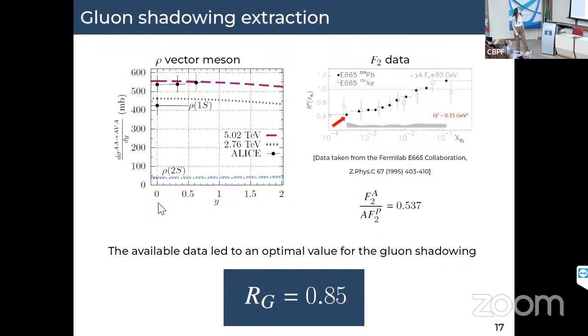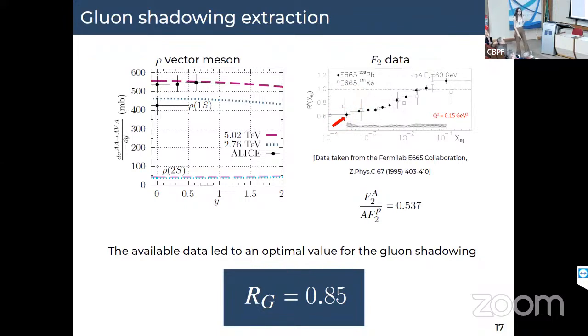With this value, we found results for the rho vector meson, that is these curves here. This is on the ground state. So we could describe the 4 data points available for this vector meson, and we could calculate with the same approach, but with some modifications, because this is a DIS structure function. We got 0.53 for the ratio of the nuclear structure function to the proton structure function. That is inside the error bars here in this point.